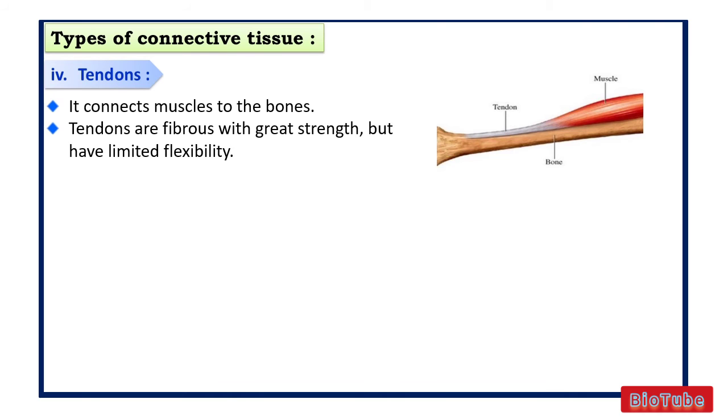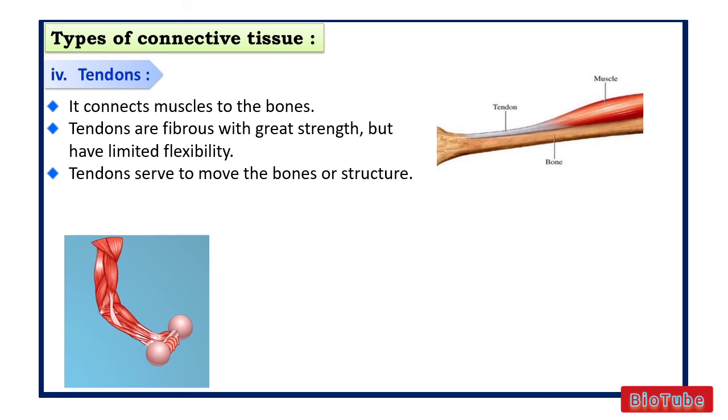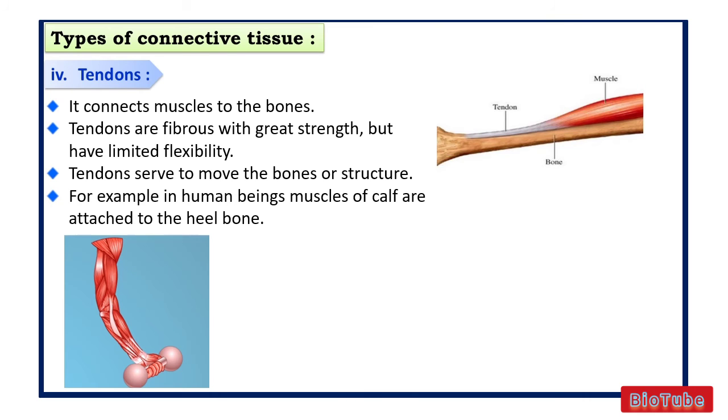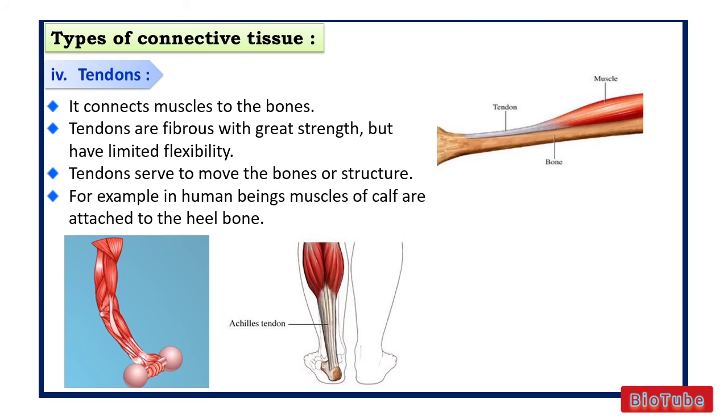Tendons are fibrous with great strength, but they have limited flexibility. Tendons help to move the bones or structures. For example, when you are lifting a dumbbell and moving your muscles, there you have tendons, because they connect your bones to your muscles. Similarly, in human beings, the muscles of your calf are attached to your heel bone with the help of tendons.